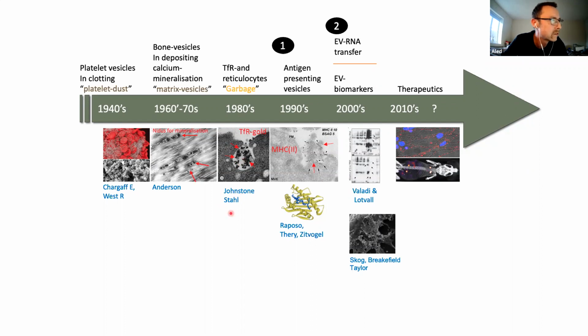And Barbara Johnstone and Phil Stahl, also using EM technology there. And this is a classical picture for vesicle researchers, where you see this exocytic cup here, with these preformed vesicles, loads of them, labeled very heavily here with antibody against transferrin receptor.